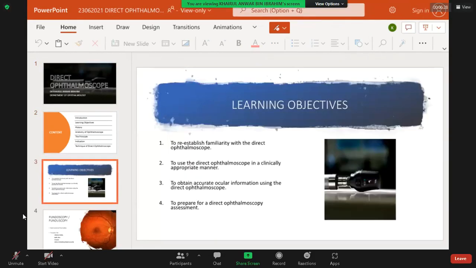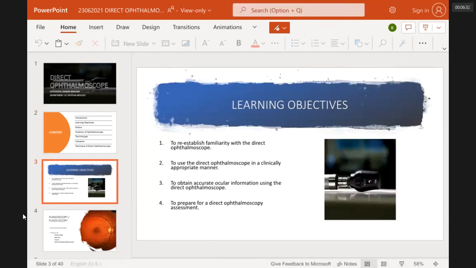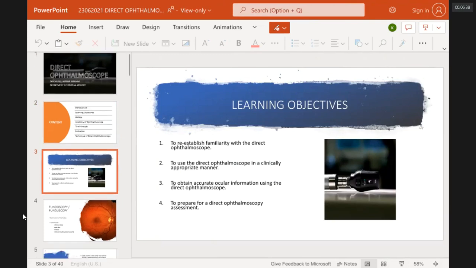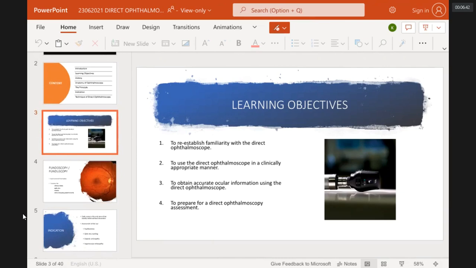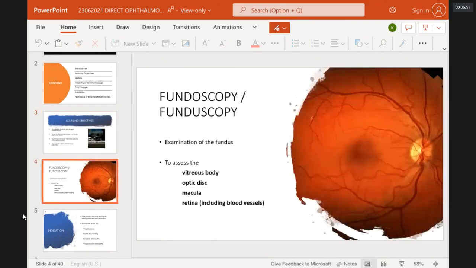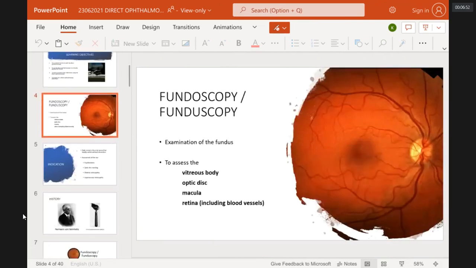So, okay, this will be the content. As for the learning objective, basically we would like to know the basics of the direct ophthalmoscope, I mean the anatomy, and then how to turn it on, and then how to really perform the funduscopy. Okay.